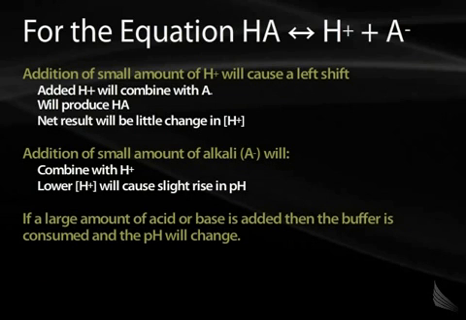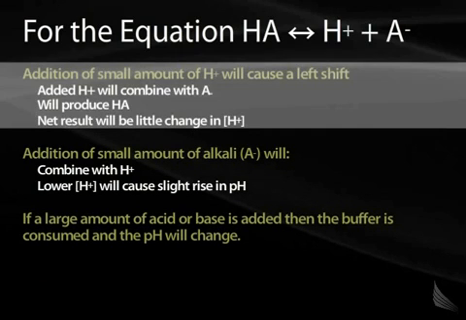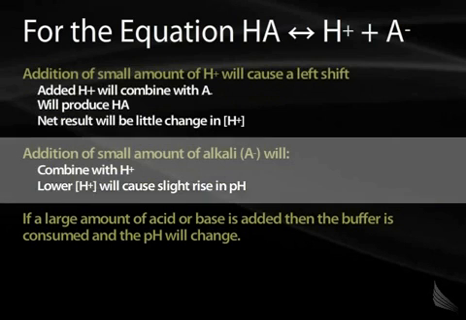Let's walk through in a little more detail how buffers work. Addition of a small amount of hydrogen will cause a left shift of the reaction outlined above. The added hydrogen will combine with the conjugate base and will produce the original weak acid. The net result will be a small change in the actual concentration of hydrogen ion. Similarly, the addition of a small amount of alkali, the anion, will combine with hydrogen and form the weak acid. Once again, there will be little change in the free concentration of hydrogen.